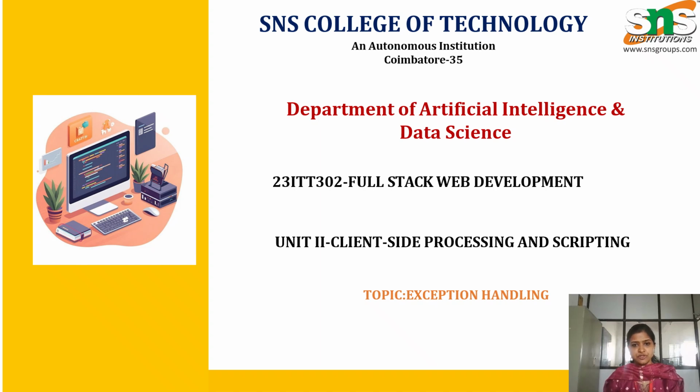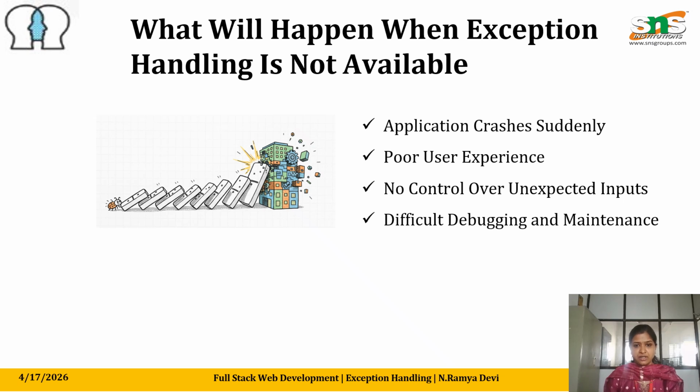So, what are the types of errors in JavaScript? JavaScript provides different types of errors. It may be a syntax error, runtime error, or a logical error. A syntax error occurs when the code does not follow JavaScript syntax rules, so it is detected before execution. Runtime errors occur while the program is running, such as accessing undefined variables or invalid operations. And logical errors are mistakes in the program logic that do not produce errors but lead to incorrect results.